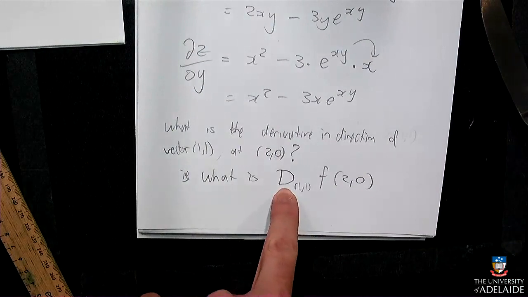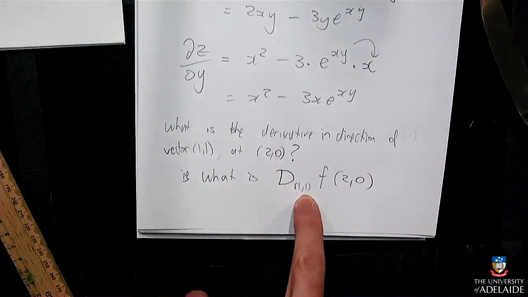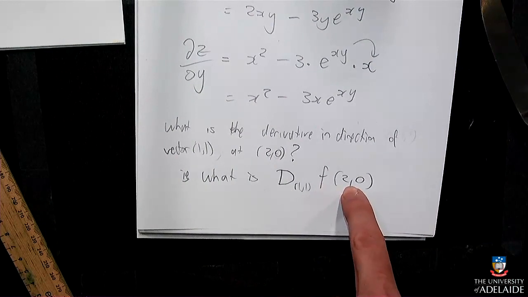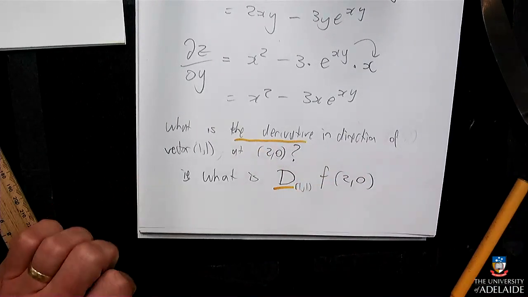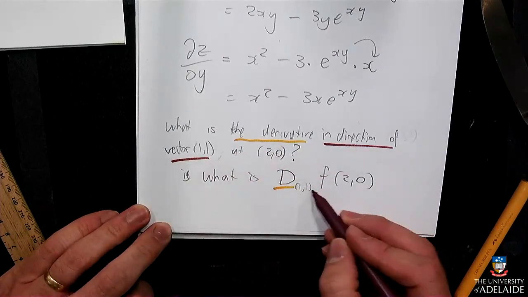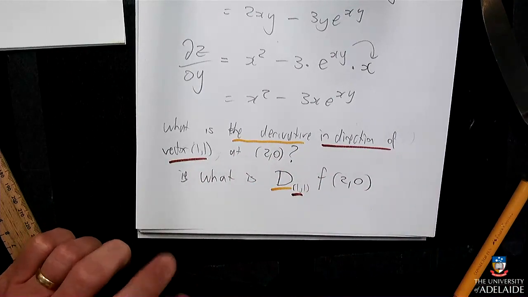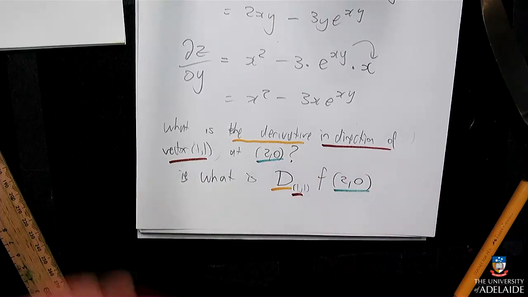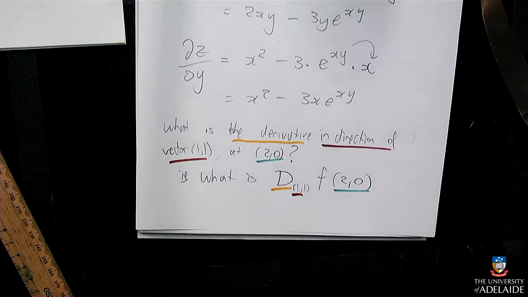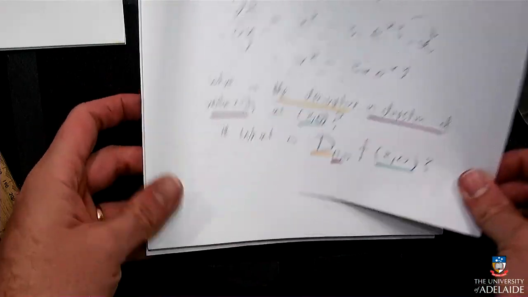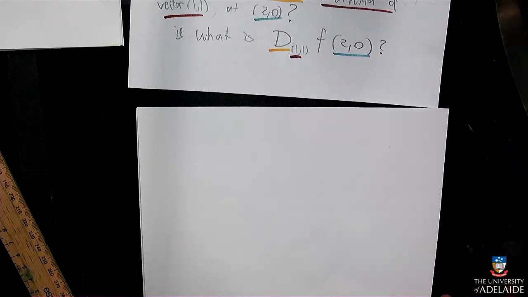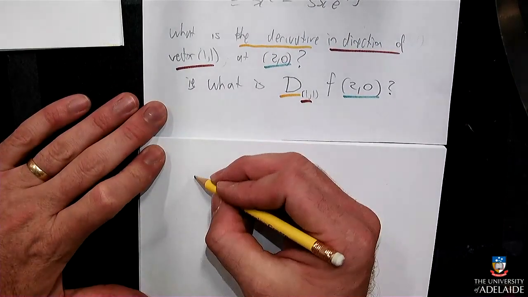So the D stands for the derivative. This vector stands for the direction. That f is the name of the function. And this 2, 0 is the point that I'm at. So the derivative in the direction of this vector at the point 2, 0 of the function f. Right. Okay. So I'm going to need to combine those other things together. I'm going to need to figure out what these things are.